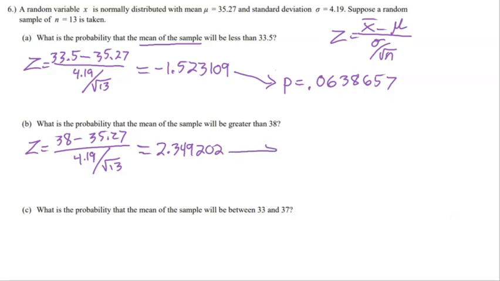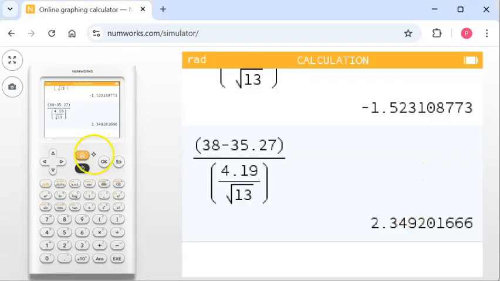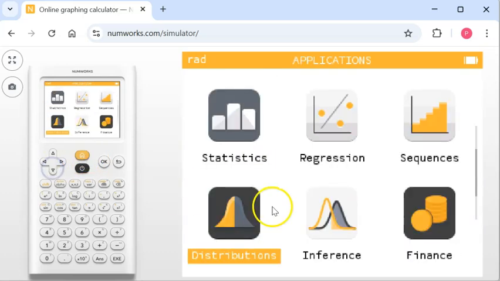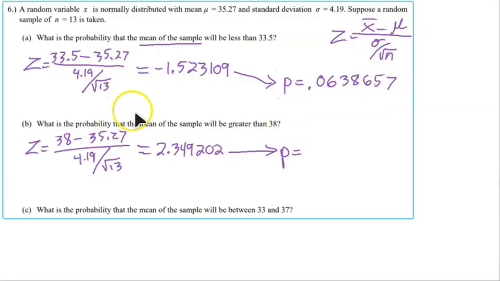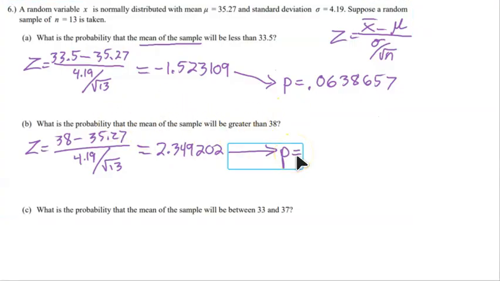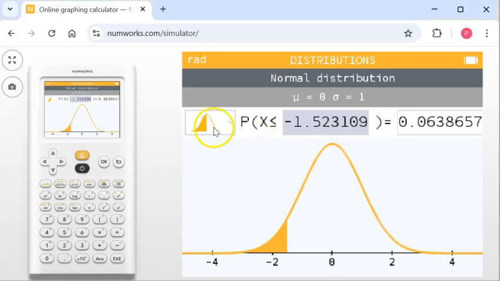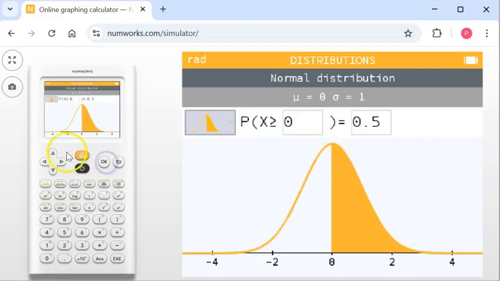Now we're going to turn that into a p-value using the NumWorks calculator. Go to the home, go down to distributions, hit OK, normal distribution. But look, this says greater than 38, greater than. So we don't want the less than shading. We want the greater than shading. So we're going to come over here, hit OK, and go down to the greater than shading and hit OK.